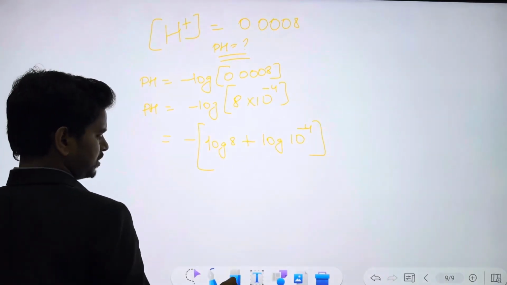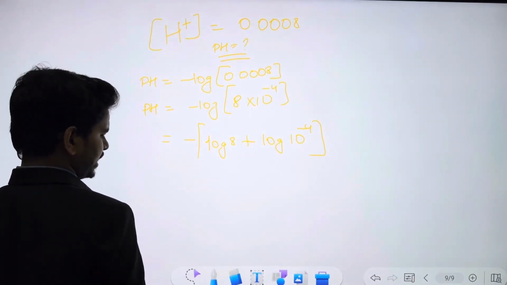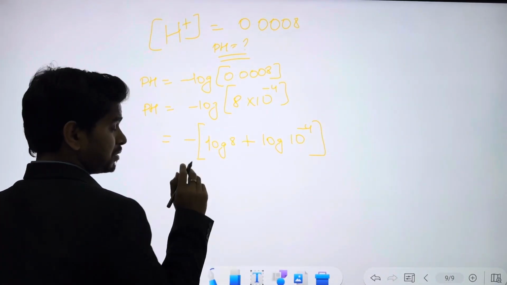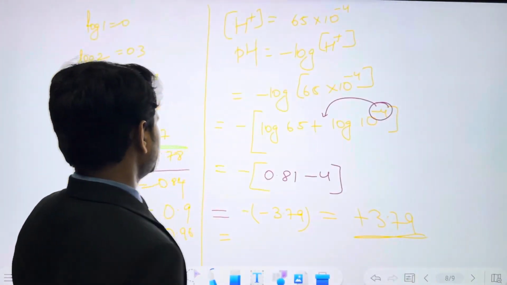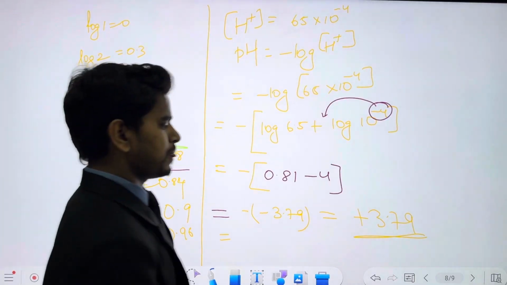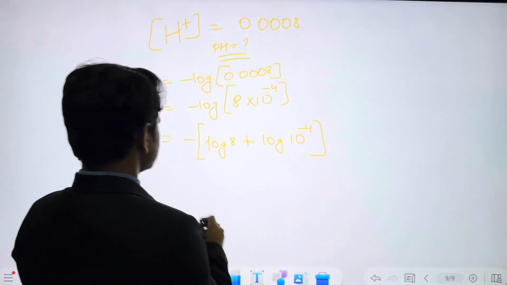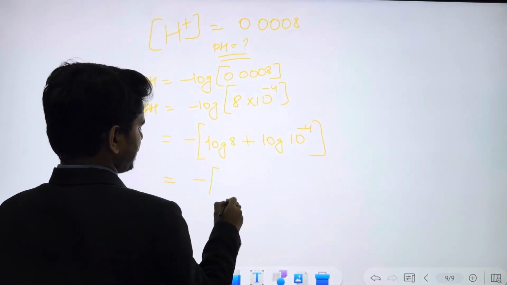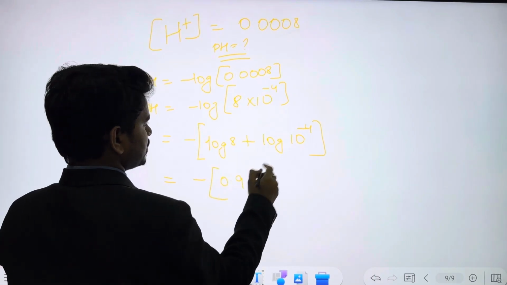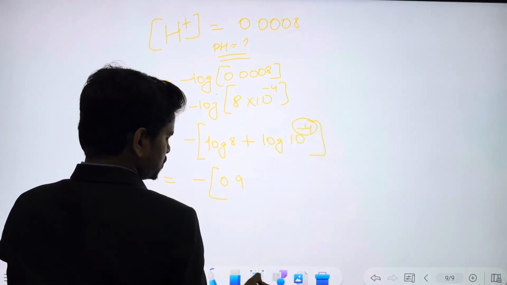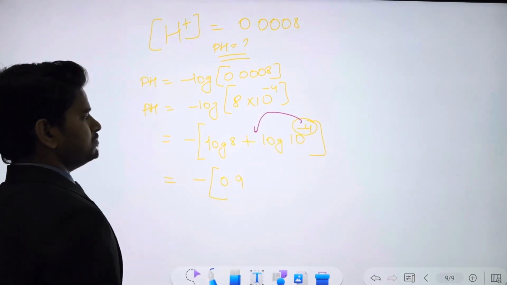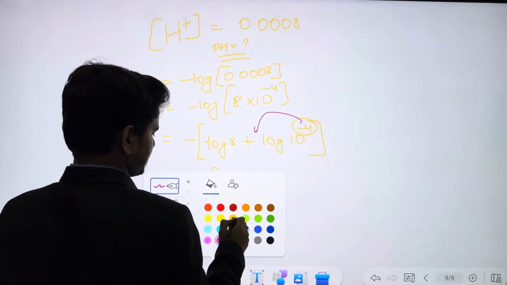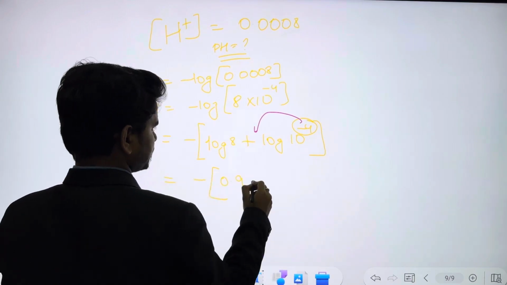What is the value of log 8, guys? You remember it. I'm telling you again, if possible, remember the values. Log 8 is 0.9. Okay? So we will write 0.9, and 10 to the power minus 4 now. This power basically will jump in front and it will become minus 4.